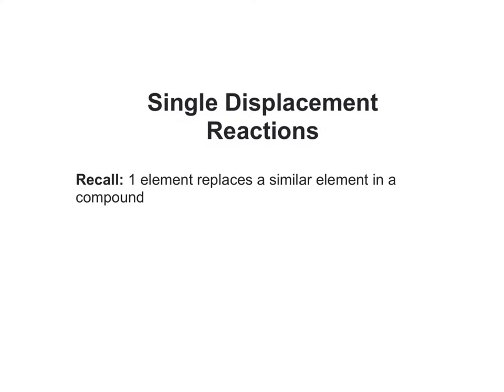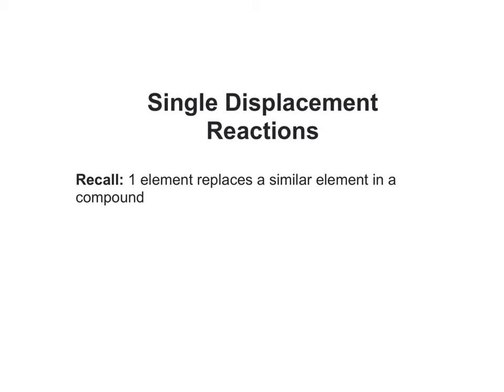In this podcast, we're looking at single displacement reactions, and we're specifically going to look at how we figure out whether or not a single displacement reaction will occur based on the elements involved in the compounds. So just a reminder that in a single displacement reaction, you have one element replacing a similar element in a compound. This means that a metal will replace a metal, and a non-metal will replace a non-metal.